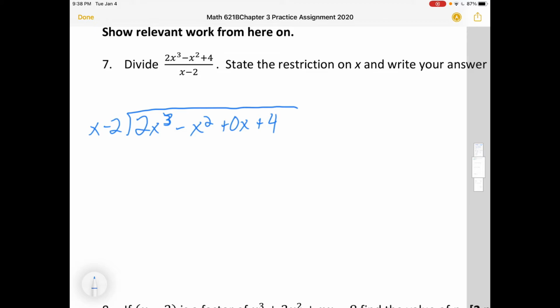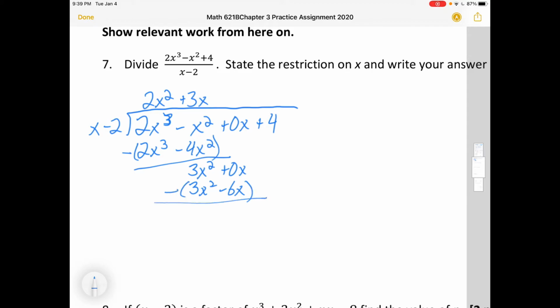Okay. And I'd divide 2x cubed by x, gives me 2x squared. I'd multiply through 2x cubed minus 4x squared, and I'd subtract the whole thing. That's going to give me 3x squared plus 0x, and again, I'll divide. 3x squared divided by x is 3x, and that'll give me 3x squared minus 6x.